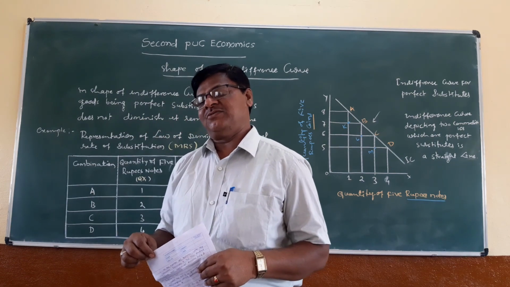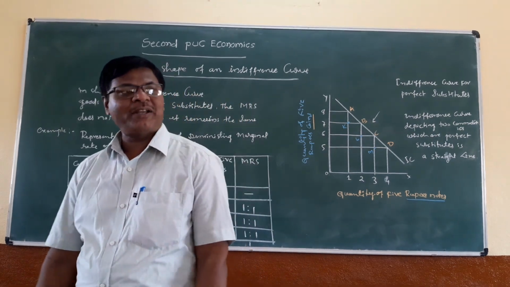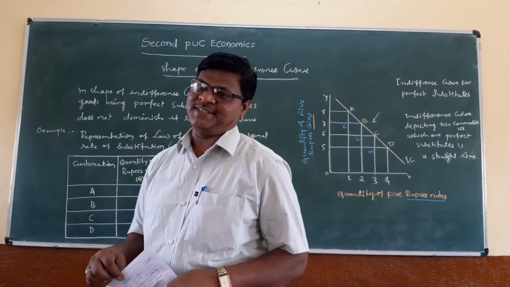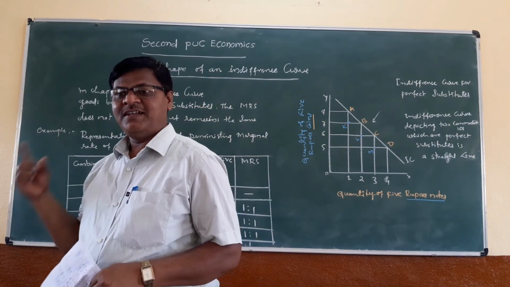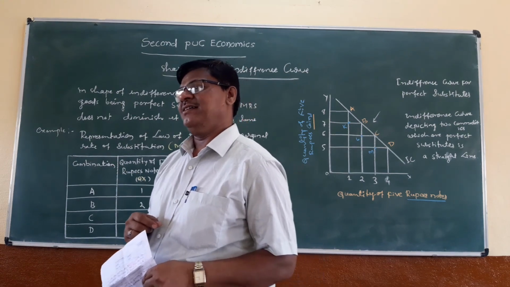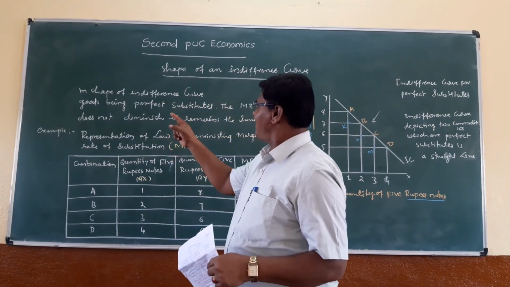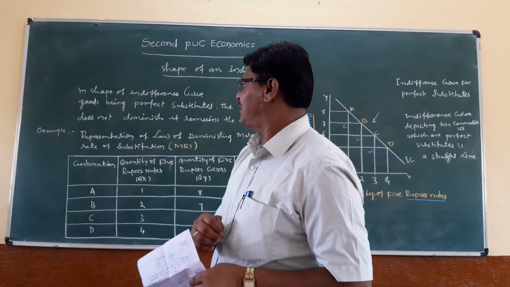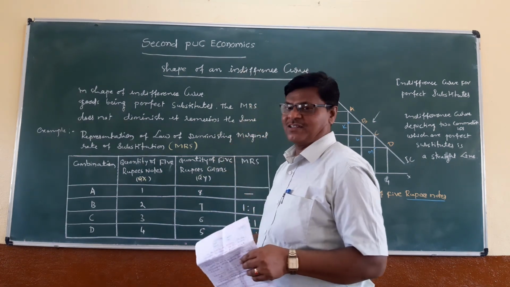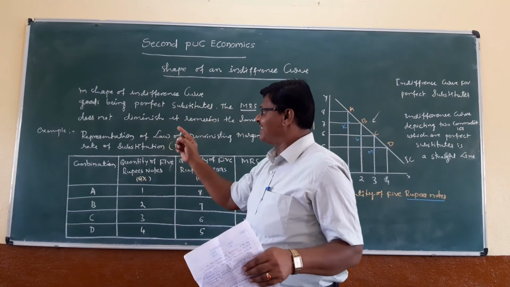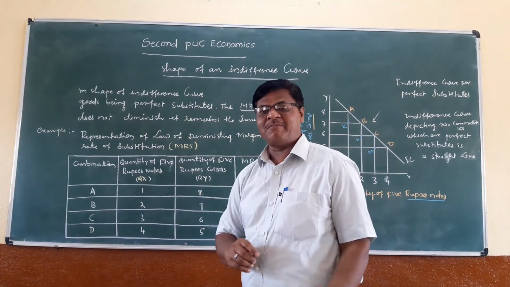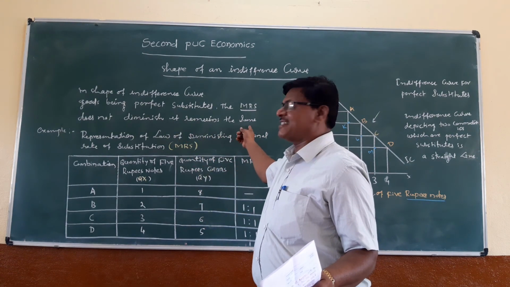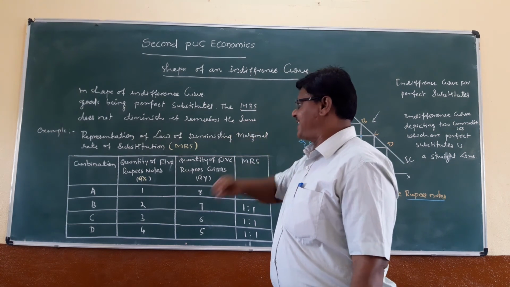The indifference curve in the case of the law of diminishing marginal rate of substitution is convex to the origin, but in the case of goods being perfect substitutes, the MRS does not diminish. It remains the same.